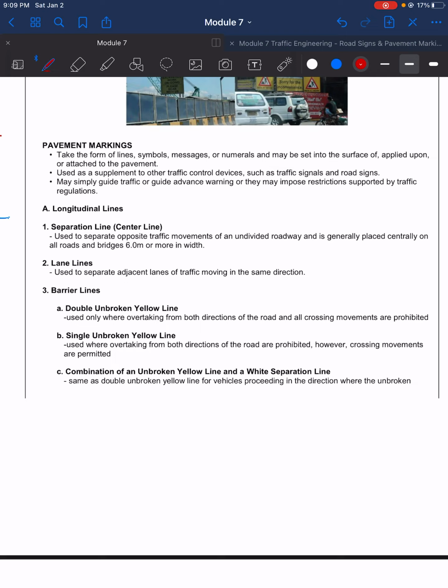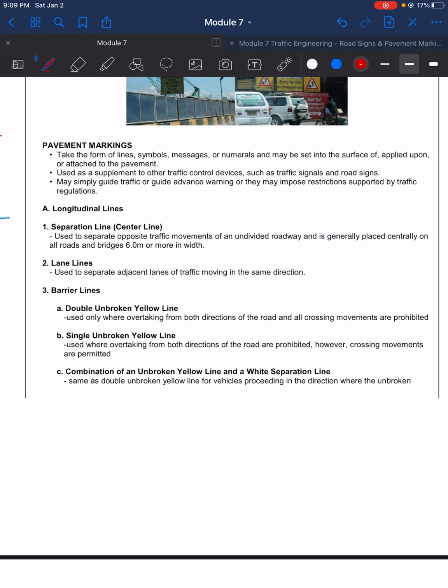Number 2, lane lines. Used to separate adjacent lanes of traffic moving in the same direction. So, unlike dun sa separation line na it separates opposite traffic movements, but these lane lines, they separate the lanes, but the direction of the vehicles will be the same.